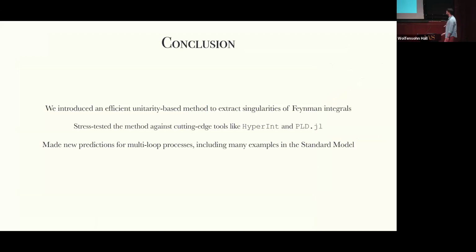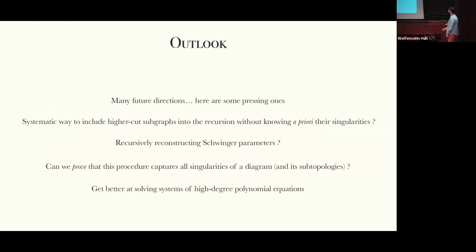In this talk, we introduced, I would say, a surprisingly efficient unitarity-based method to extract the singularities of Feynman integrals. We stress tested the method against cutting-edge tools like Apparent and especially PLD, and made new predictions for multi-loop processes, including many examples relevant for the Standard Model. And of course, there are many future directions, one of which I did not include, but there's clearly some link that would be nice to make with the story by Offie and Andrew.